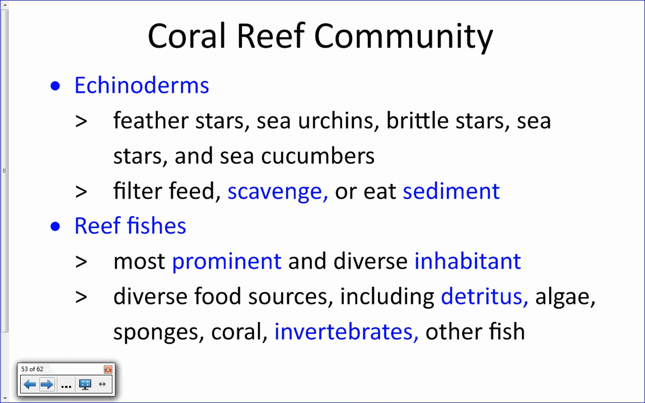Echinoderms and fish. So lots of different kinds of echinoderms like urchins, sea stars, brittle stars, just tons of different things. And then we talked about the crown of thorns sea star, you find them here. Sea cucumbers, and again, depending on the type, they're going to be eating lots of different things. So they can be filter feeders, or they can be scavengers, or they can be predators. It depends.